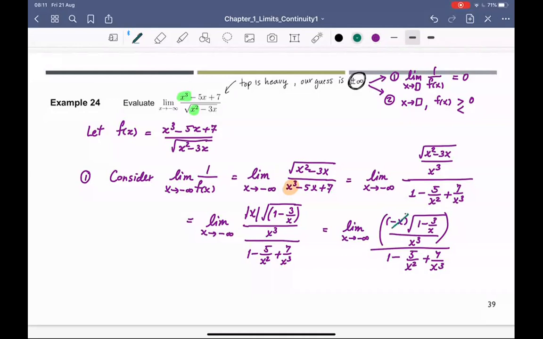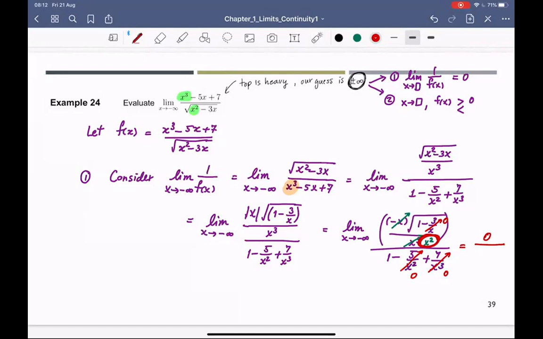Now it is ready to compute. Negative x cancels with x cubed, so I have x squared left. Also, 3 over x goes to 0 in the 1 minus 3 over x. On the bottom, 5 over x squared goes to 0, and 7 over x cubed goes to 0. Once you have everything ready, at the end you have the limit of 1 over x squared, which goes to 0. On the top, you get 0 because you have x squared here, so 1 over x squared goes to 0.